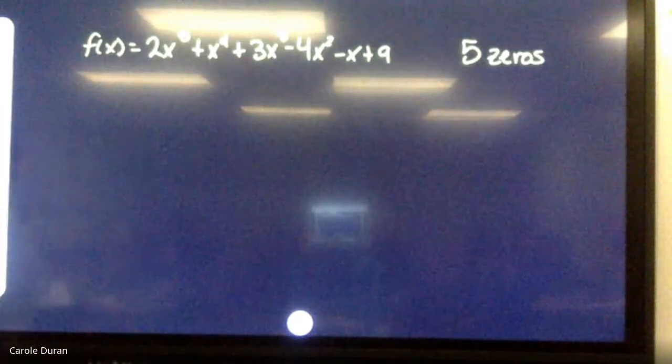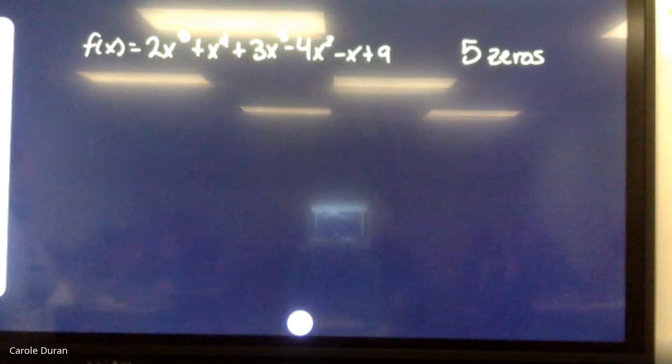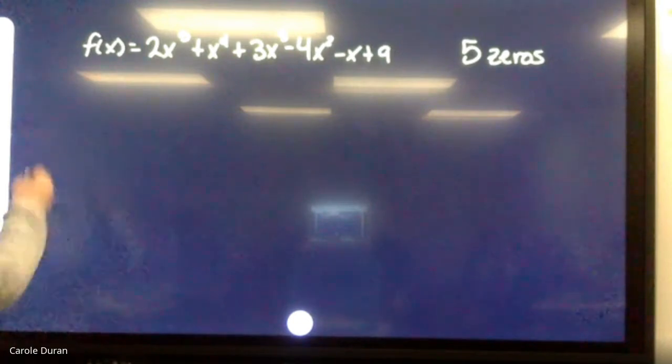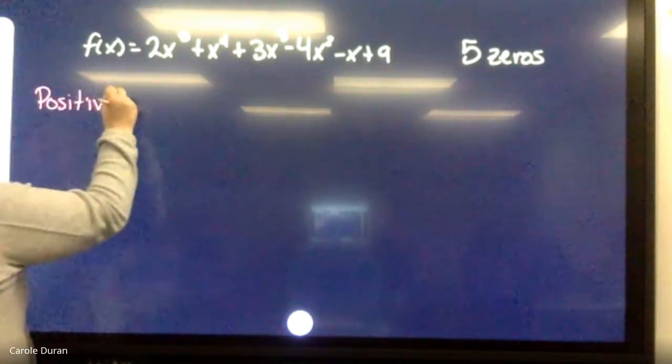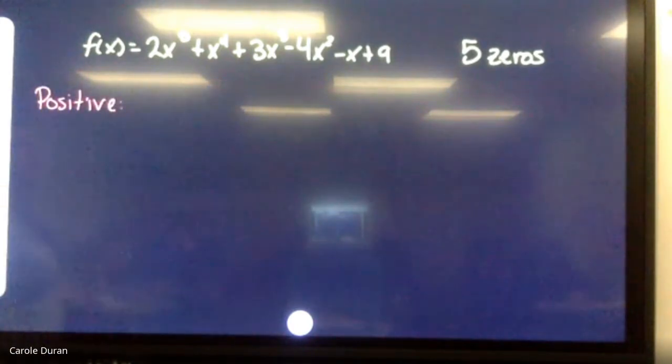Do I start with my positive or my negative? Positive, because it deals with the polynomial as it was originally written. So for my number of positive roots, I'm just going to count the number of sign changes that are occurring in that original polynomial. Do it on your own first, then we'll come together.